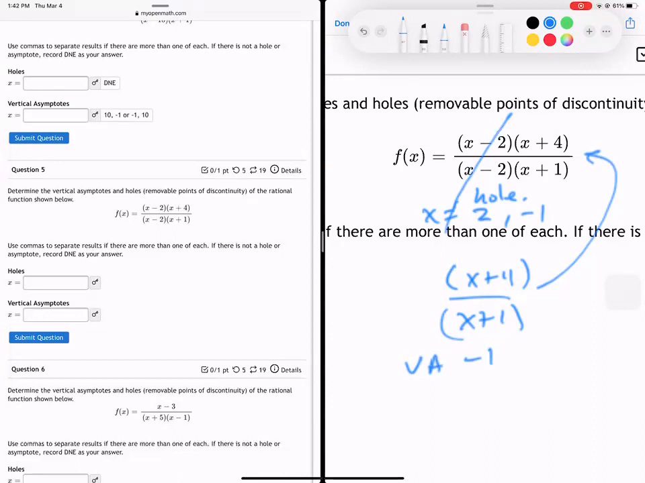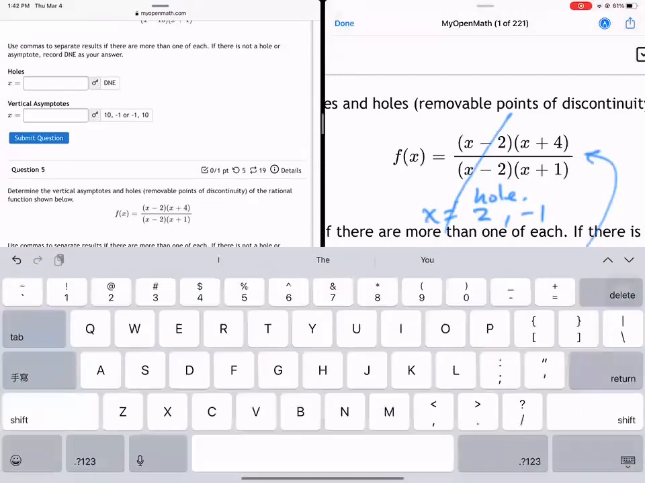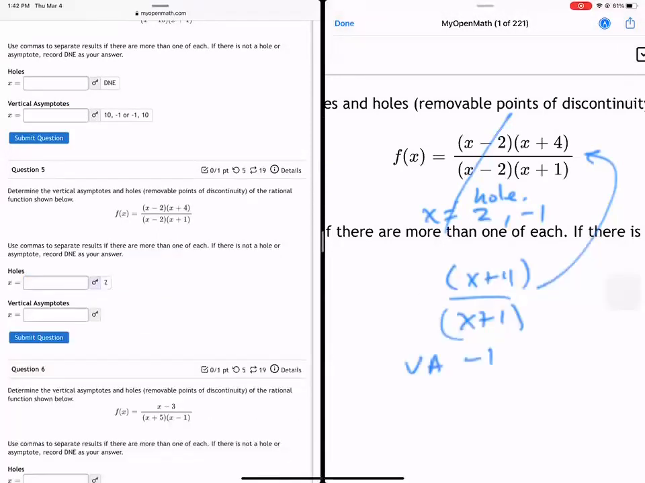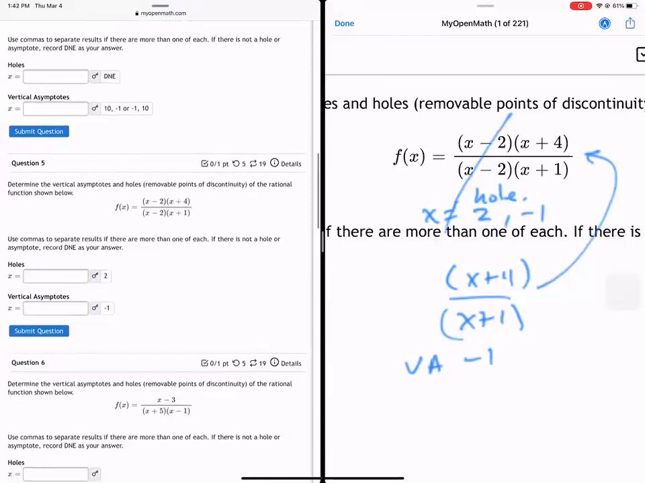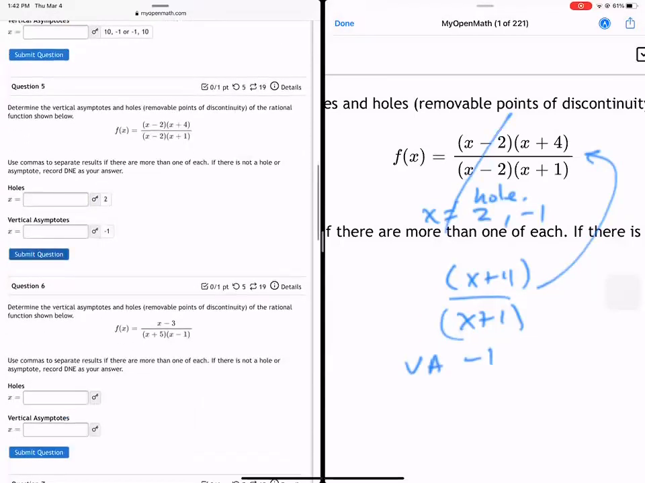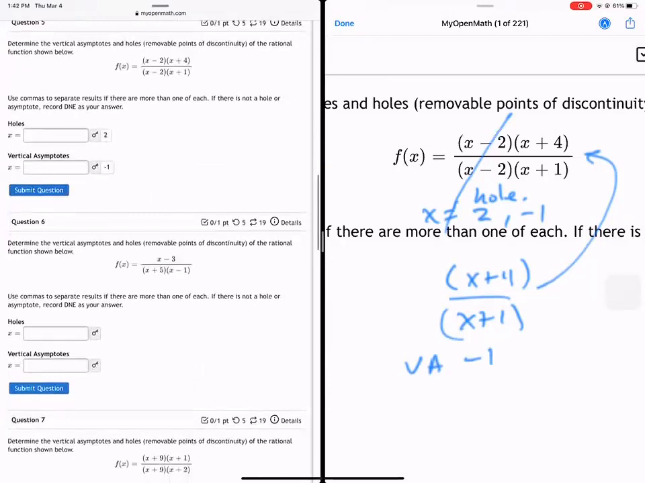A hole at 2. And a vertical asymptote at negative 1. So this could be a very fast problem. The problem is that you might forget what a hole is. And you have to remind yourself that if they divide out, we have to remember that that value still does not exist, even though it's simplified now.